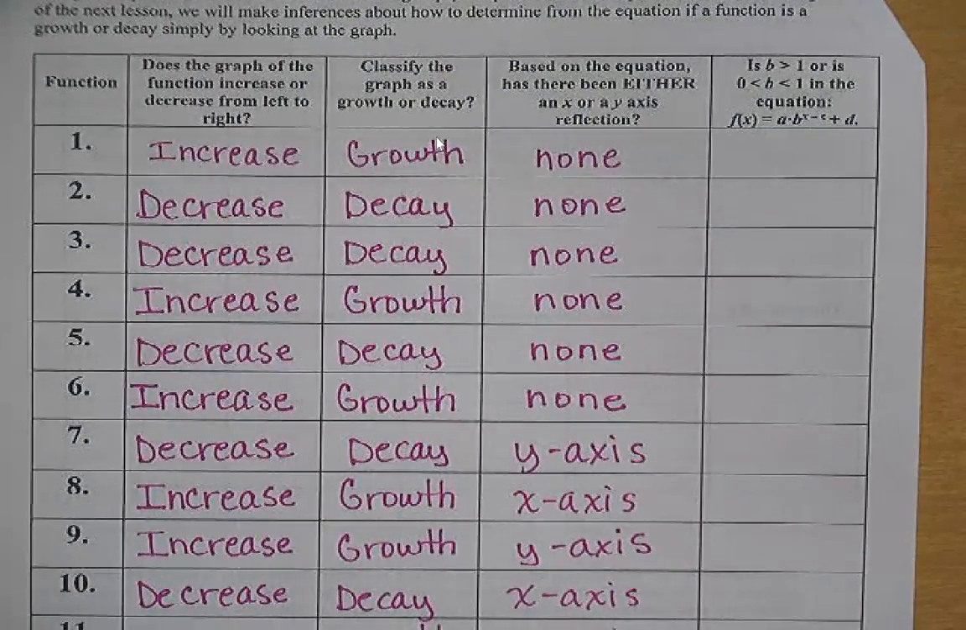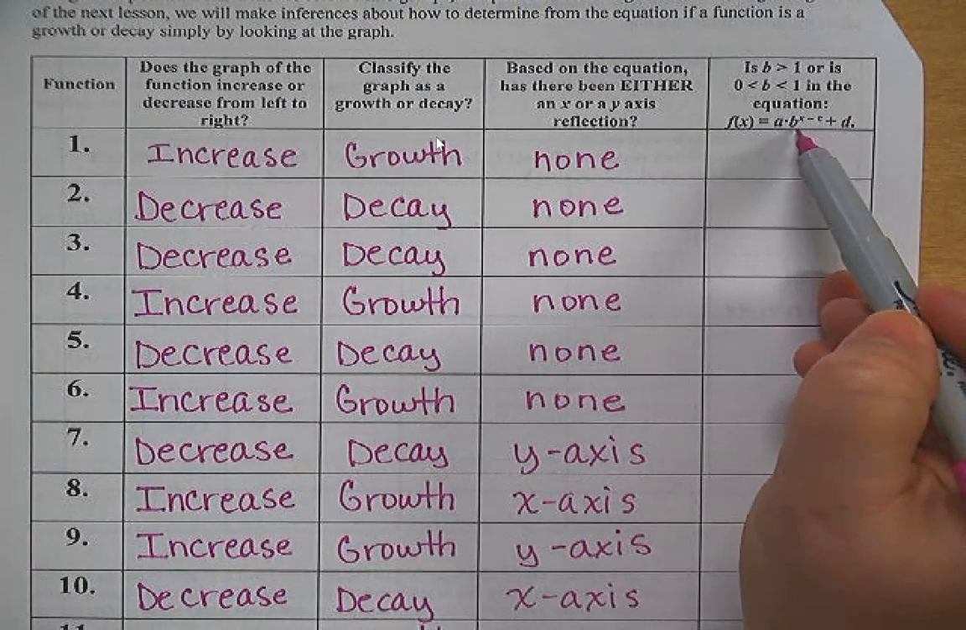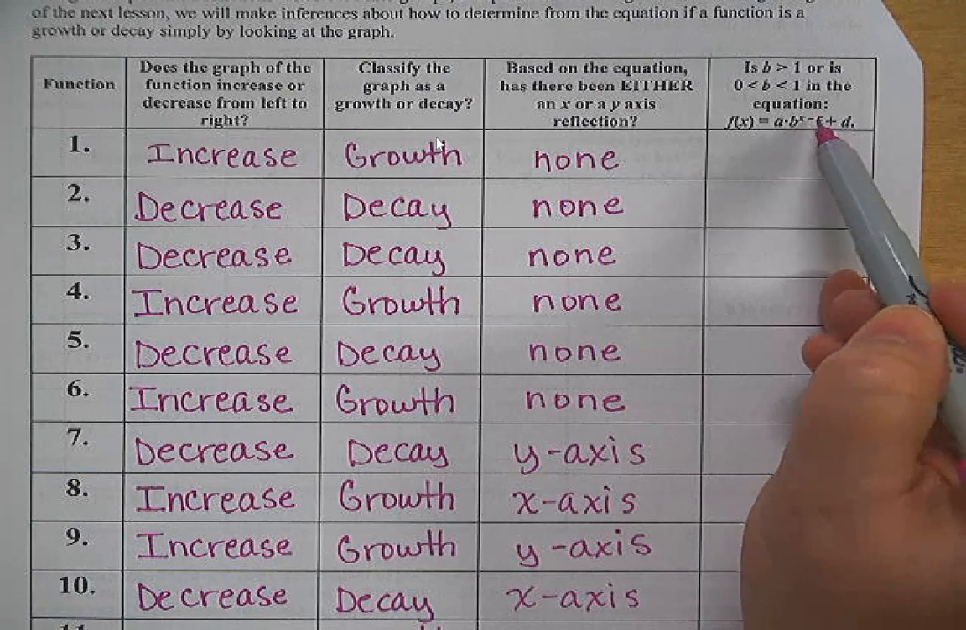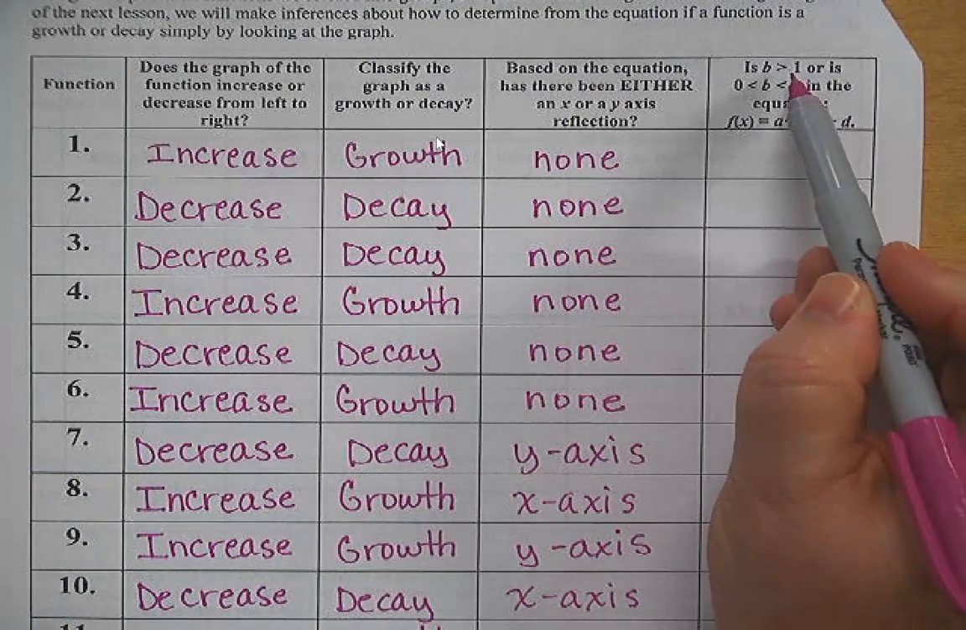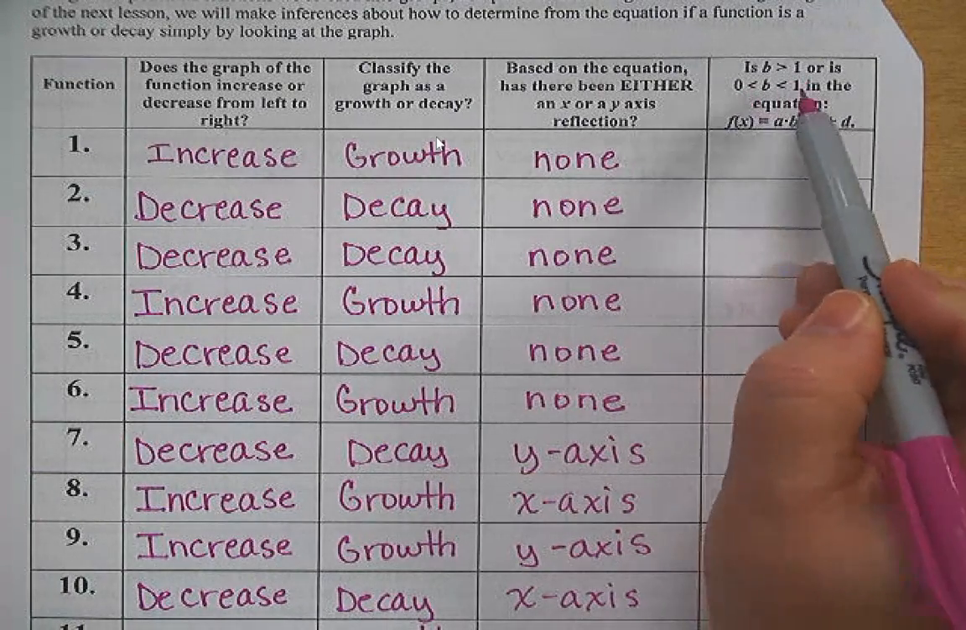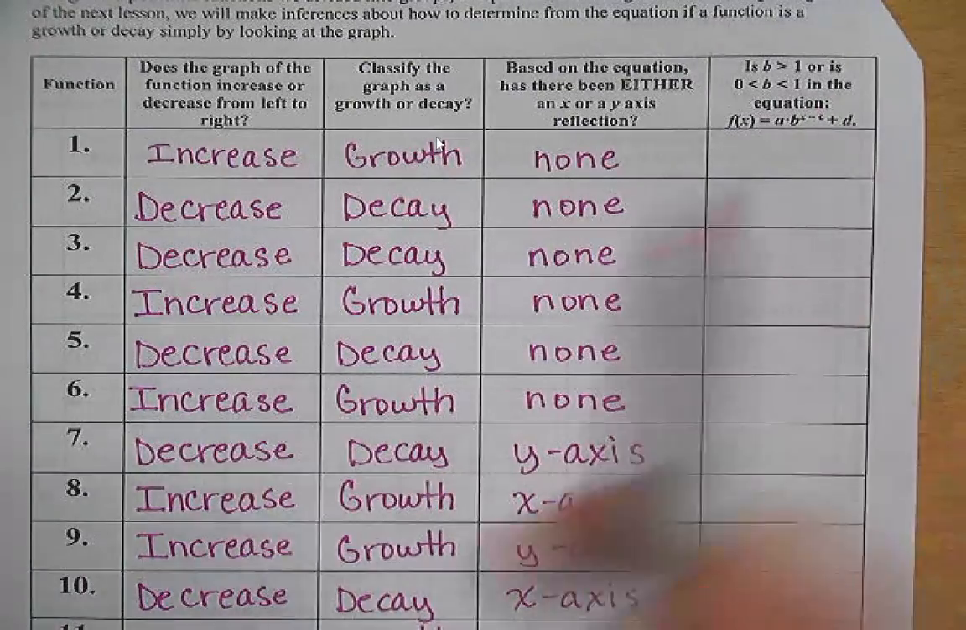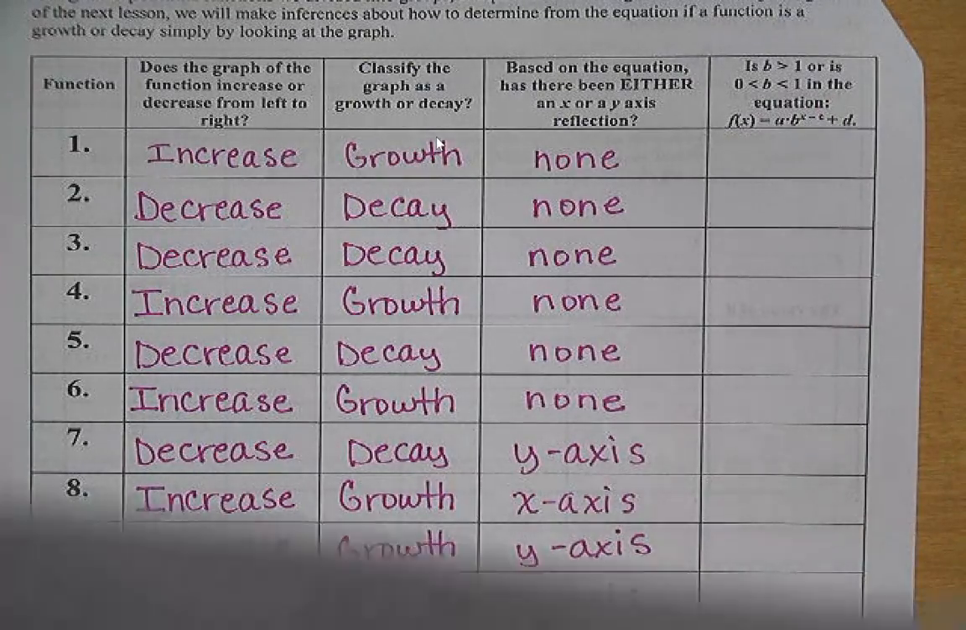And finally, it says, is b greater than 1, or is 0 less than b less than 1 in the equation? So the b, remember, that is the base of our exponent. So is it greater than 1, or is it between 0 and 1? That's the question. So let's do some observation here.